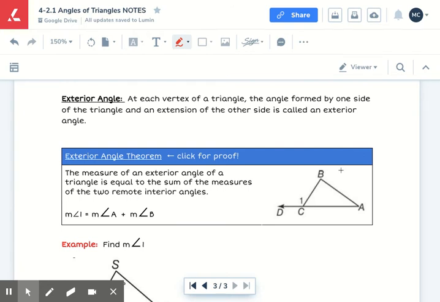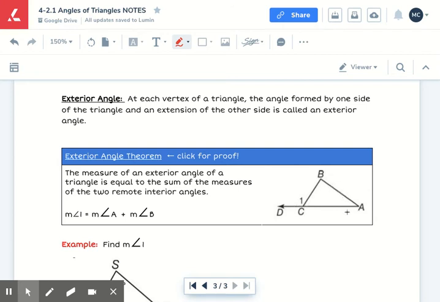Okay, so our second theorem is the exterior angle theorem. So let's talk about exterior angles first. At each vertex of a triangle, the angle formed by one side of the triangle and an extension of the other side is called an exterior angle. So I've got a picture down here to look at, and the angle that is labeled angle 1 on here would be the exterior angle.